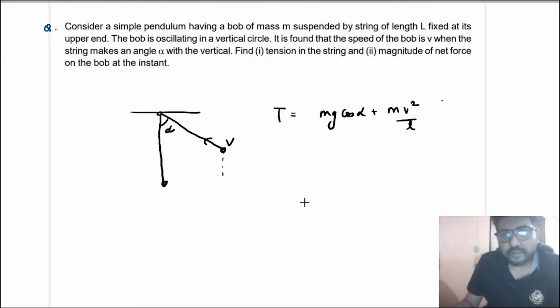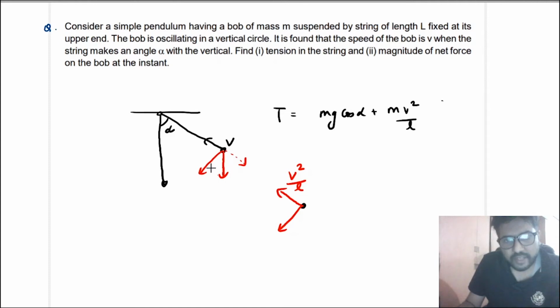Now you know that in any circular motion there can be two types of acceleration. One is the tangential acceleration and the other is the centripetal acceleration. Now the centripetal acceleration is in this direction, and that is equal to v square by L, right? V is given to you, L is given to you. Now the radial acceleration at this point is because of the gravity. This was gravity, this was mg cos alpha, and mg cos alpha was utilized for the centripetal force, but mg sin alpha is tangent.